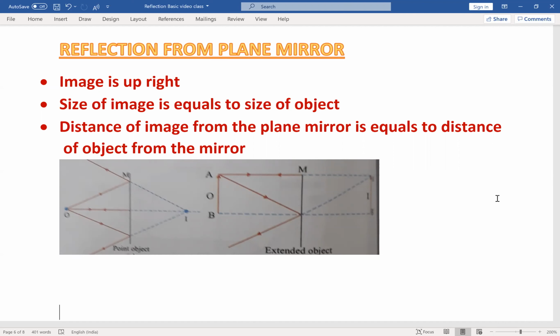The distance of the image from the plane mirror is equal to the distance of the object from the mirror. That is, at whatever distance the object lies from the plane mirror, the distance between the image and the mirror will also be the same. So from these properties, we can extend the discussion.